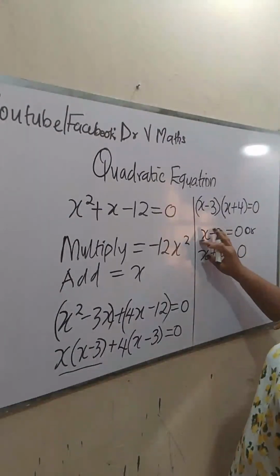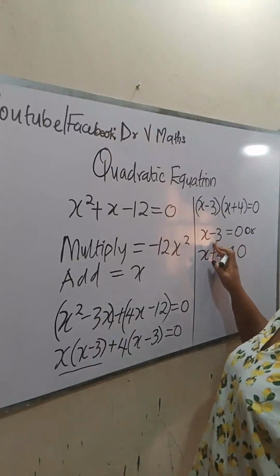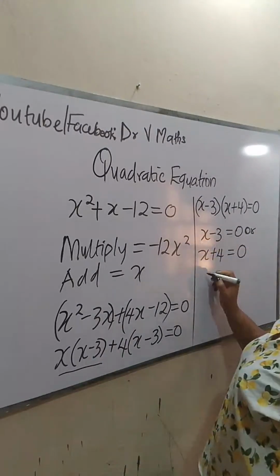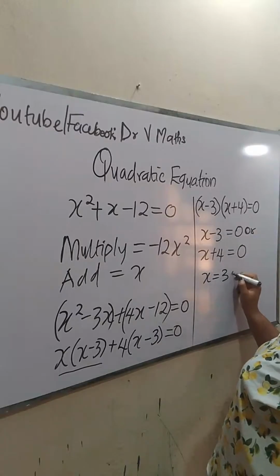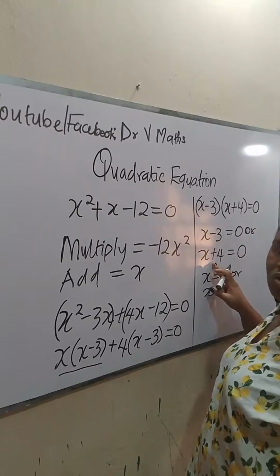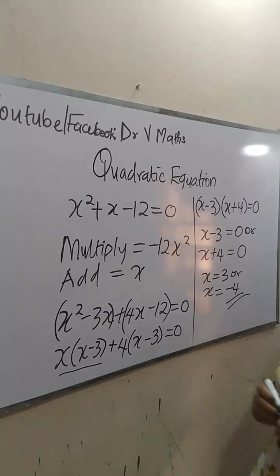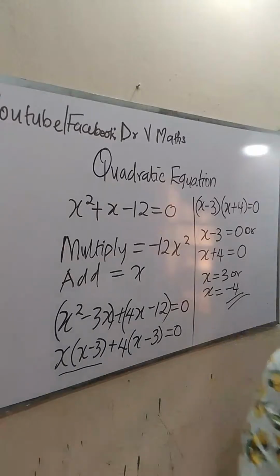Then here, x minus 3 is equal to 0. When this negative 3 crosses the equality sign, it becomes positive 3, so x is equal to 3, or x is equal to, when this positive 4 crosses the equality sign, it becomes negative 4. And that is the answer to our question.